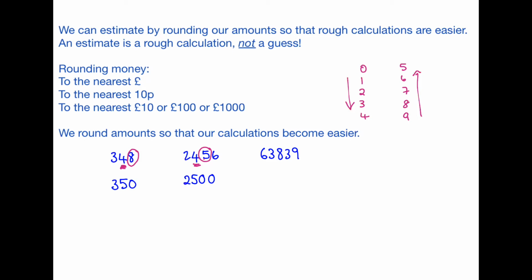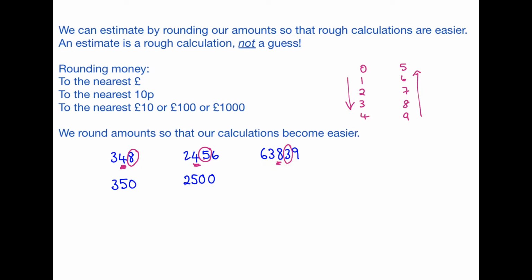63,839. So the 100 digit is the 8. We're either going to leave that 8 as it is, or we're going to change it to a 9. And it's the 3 that tells us. So we have a look over here, and we see which column the 3 is in, and it's in this one. So that means we round down. In other words, we leave that number as an 8.